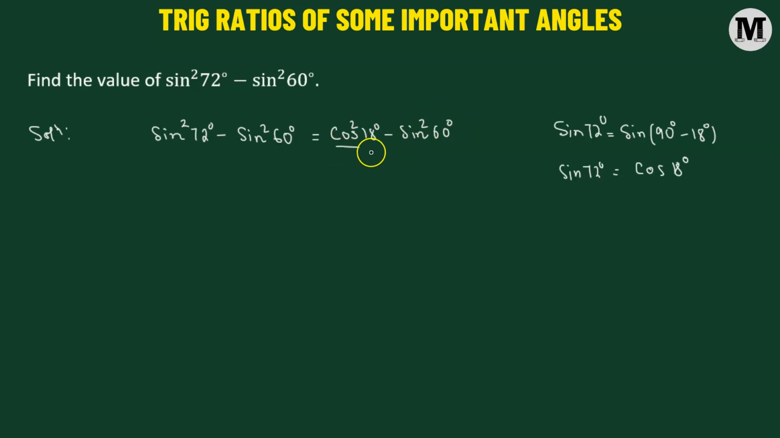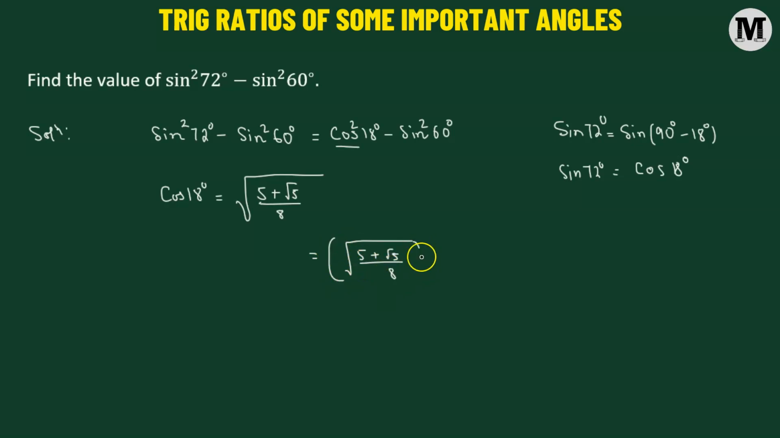Now we do have a standard value for cosine 18 degrees. So cosine of 18 degrees is given by the square root of (5 plus square root of 5) whole divided by 8. We're going to use this value, which means we now get (5 plus square root of 5) divided by 8 when we square it. And then we have sine squared 60 degrees. So sine squared is square root of 3 over 2 whole squared.